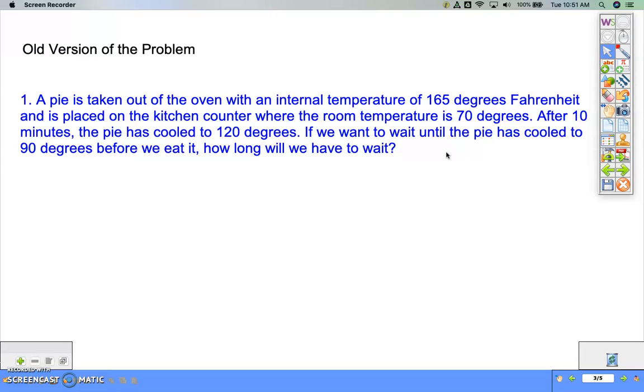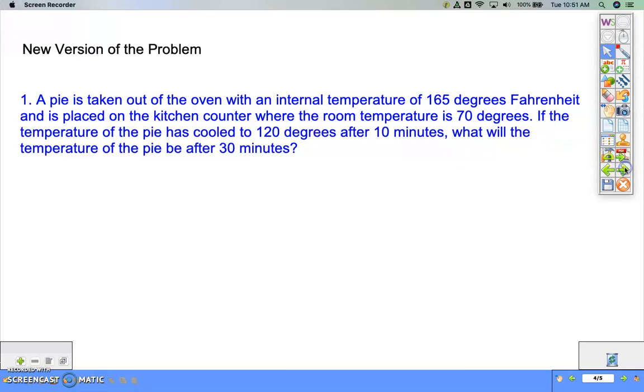Now, to make this more of a problem-solving task, I'm putting more on the students. Here's my new problem and my new setup. I would put this problem on the board, and I would have my students work in groups of 3 at the whiteboards around my classroom to answer this question. The difference in the question is: what will the temperature of the pie be after 30 minutes?